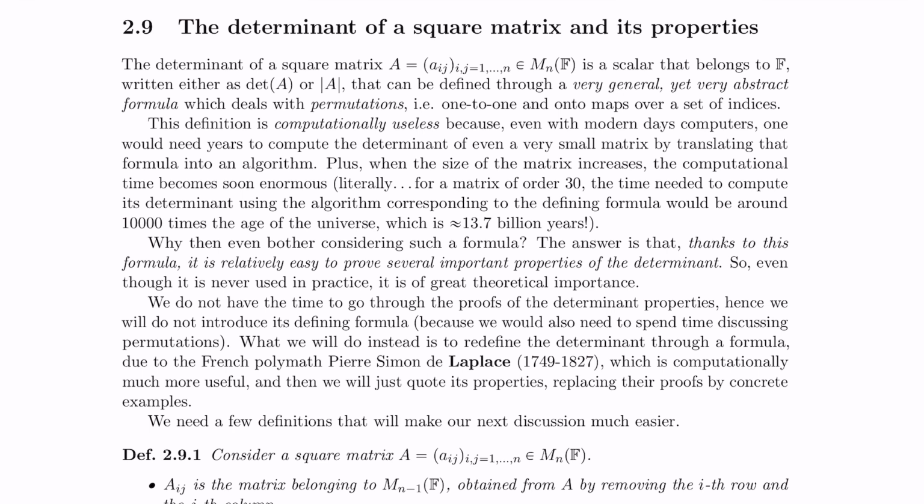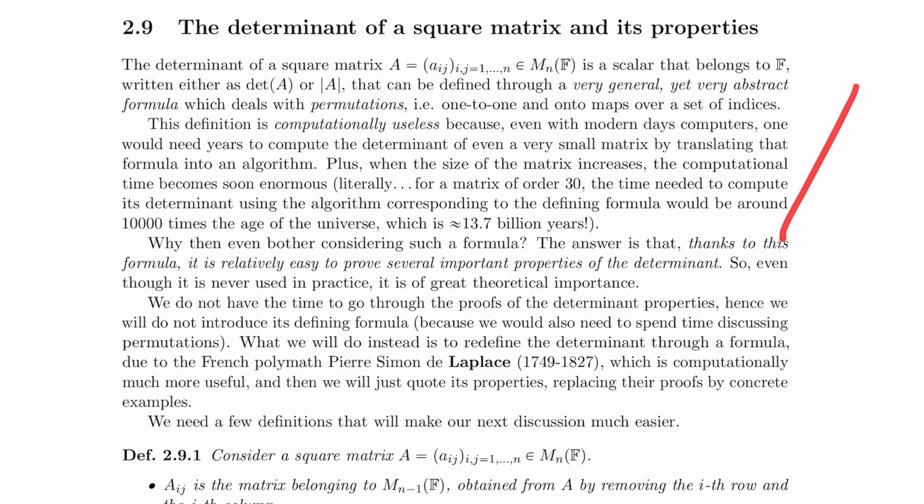The determinant of a square matrix A of order n with entries in the field F is a scalar that belongs to F, which is written either like this or like this. In mathematical books, the determinant is defined through a very general and abstract formula which permits to prove the properties of the determinant quite easily. However, in this course, we don't have the time to see those proofs, and so it doesn't make sense to use our time to introduce the most general definition of determinant, considering also the fact that it's computationally useless.